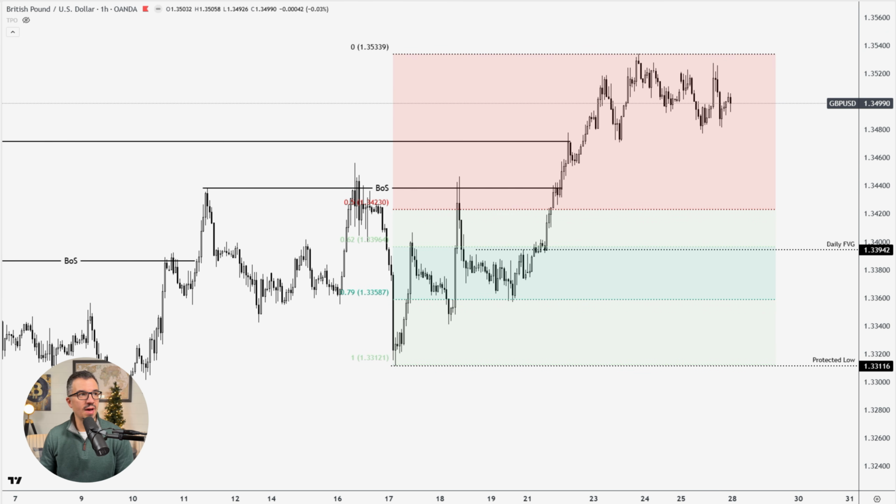You can see that we do have this OTE that forms back here in this region. Now we have a daily FVG that comes in back here as well. So right around 133.95 or 94. So this is the area back here that I'm watching for the pound.